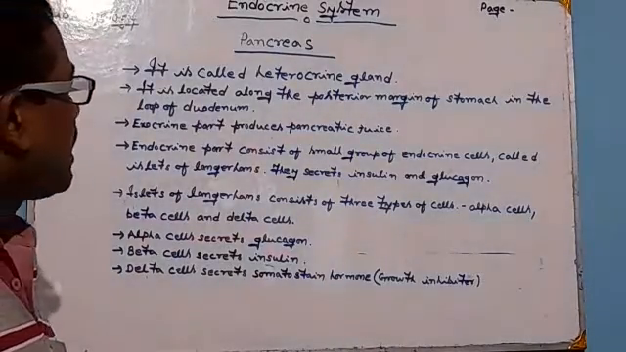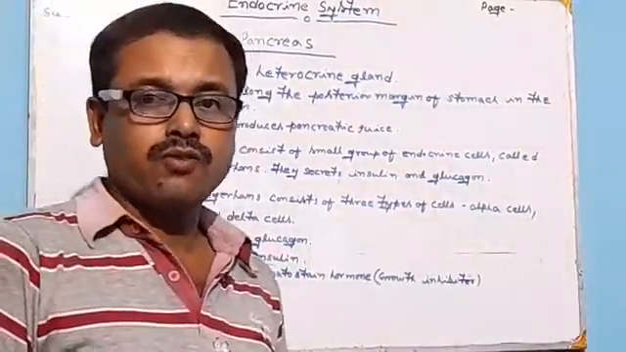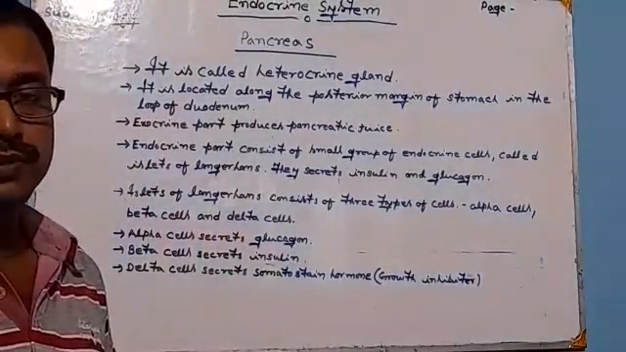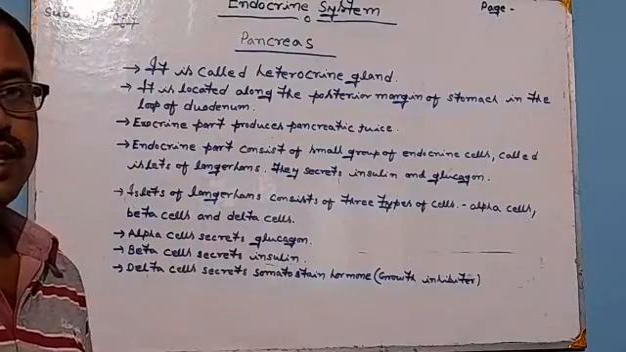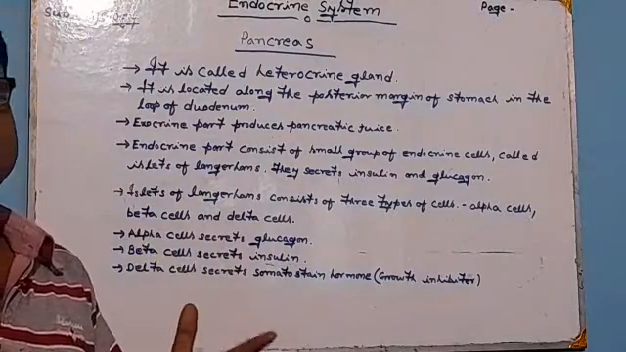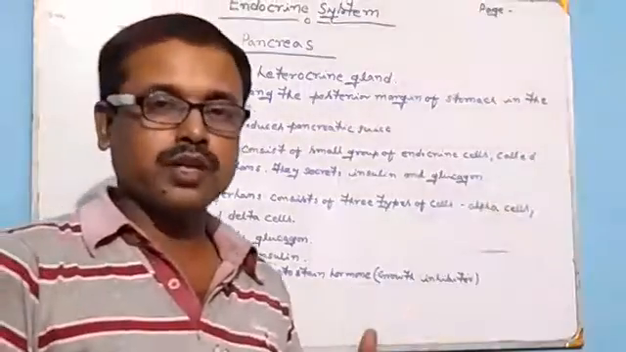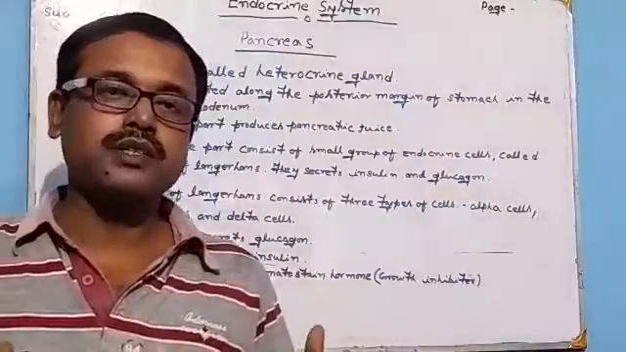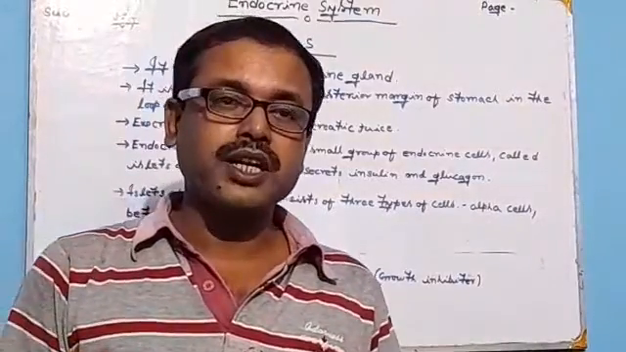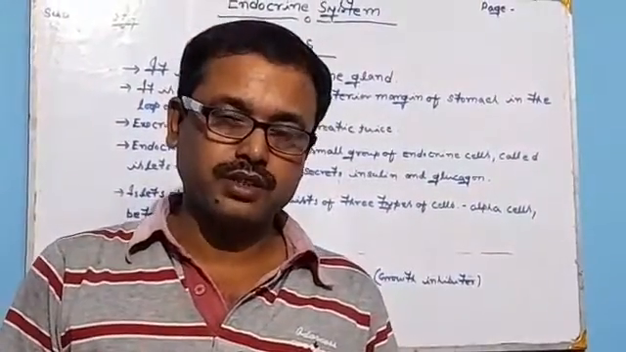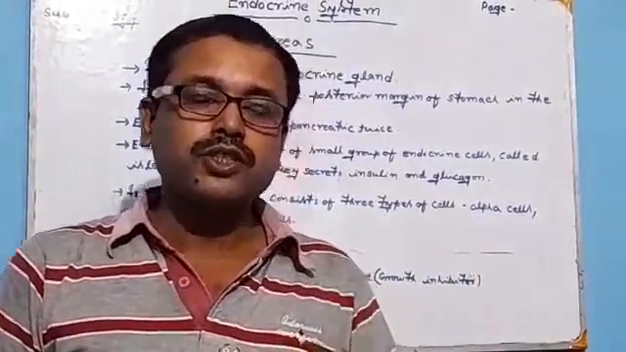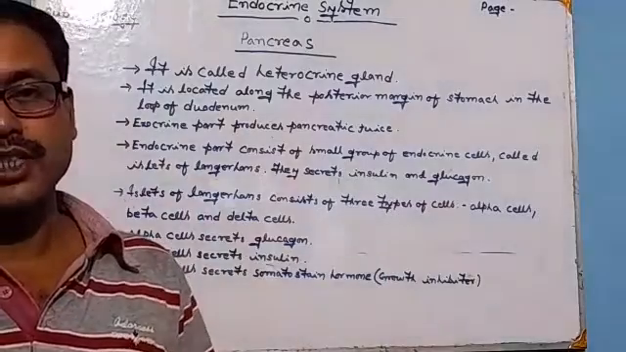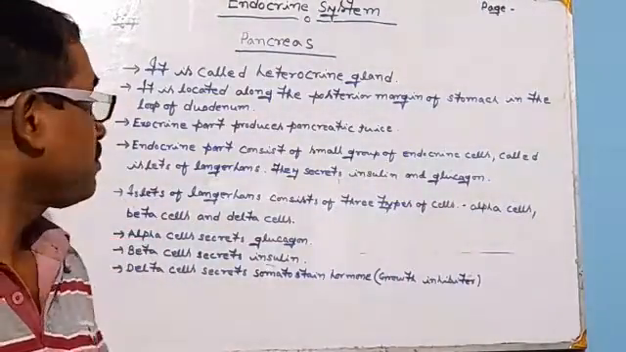Location: it is located along the posterior margin of our stomach, in the loop of the duodenum. Clear? What is the duodenum? The duodenum is the part of our gut which connects our stomach with our small intestine, in which the pancreatic juice is released for the digestion of the food in our intestine.